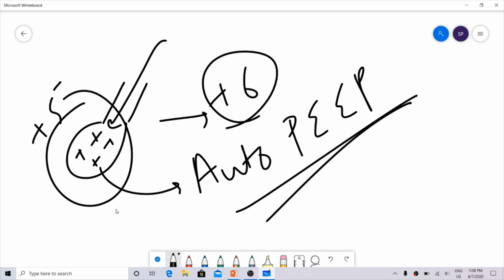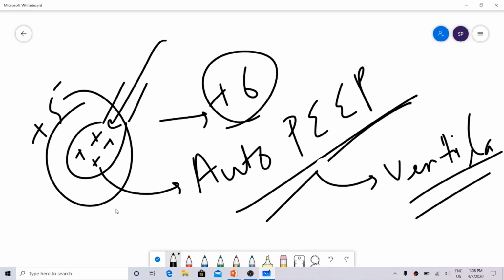So to address the problem of these patients, this auto PEEP can actually be seen on a ventilator. This is a ventilator setting as well. You can see it on the ventilator. There is a maneuver, you do it and you can get this auto PEEP.